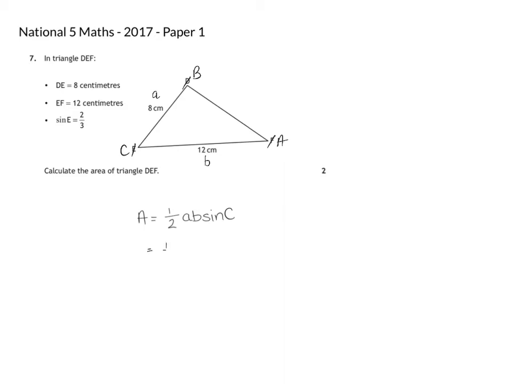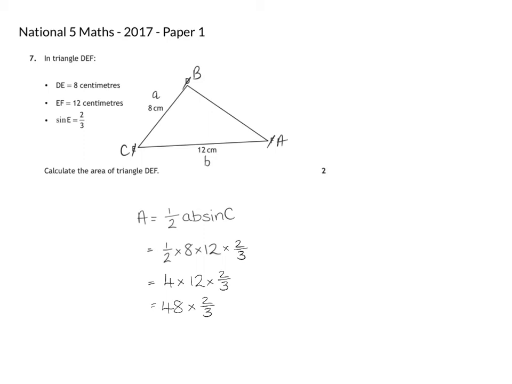So putting our values in, we have a half times a, which is 8, b, which is 12, and then it tells us in our question that sine E is 2/3. And we changed our E to a C, so that's telling us sine C is 2/3 in this situation. So doing this, we are going to work from left to right. Why not? So we do a half of 8, which is 4, times 12 times 2/3. So 4 lots of 12 is 48, times 2/3.